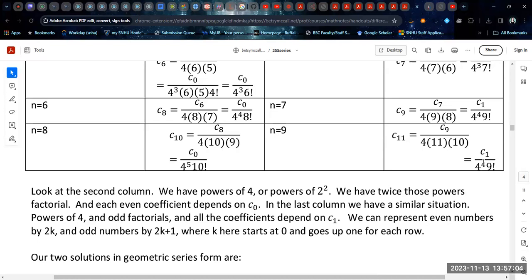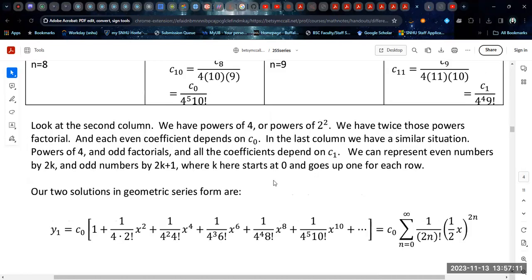Actually, that should be 4 to the 6th right there. Or 4 to the 5th right there. That's a little typo. But you can also think of this as, since these factorials are going up by 2s, you can think of these as 2 squared, in which case they are going up by 2. The powers of 2 are going up by 2 as well. Now, in this sequence, we have odd factorials. In this sequence, we have even factorials.